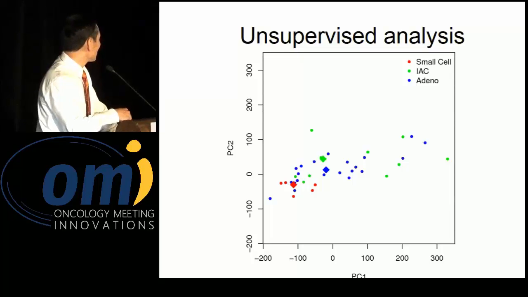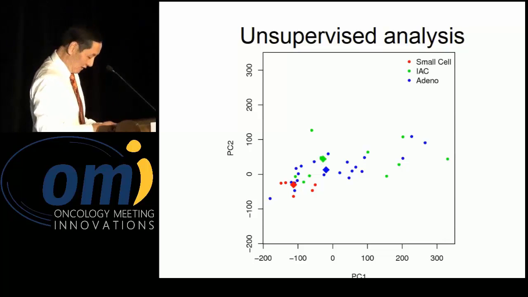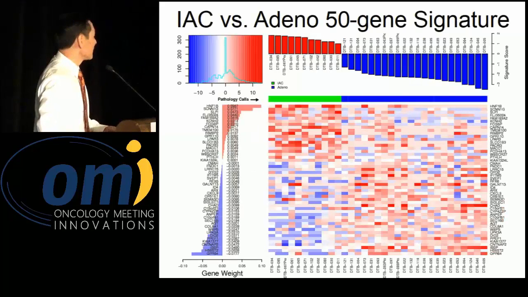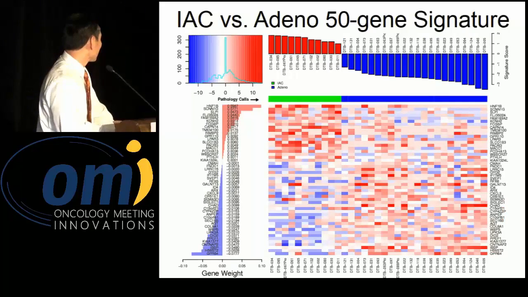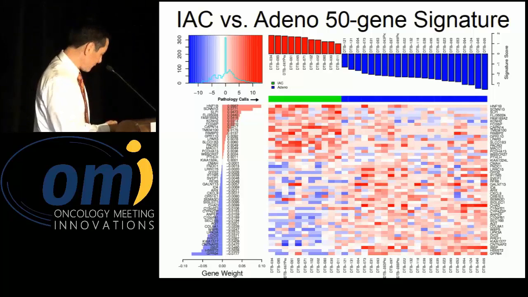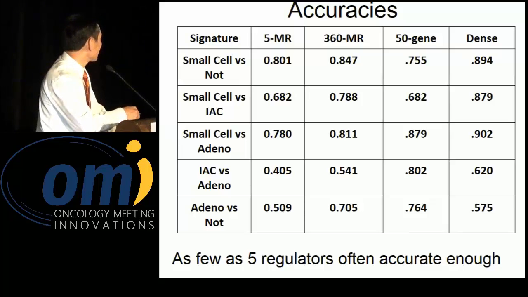The Santa Cruz people tell me that when they did the unsupervised analysis, the small cell carcinoma that I have diagnosed cluster very, very well. But adenocarcinoma and IAC seem to be together. However, these people are really, really smart. They have come up with a 50 gene signature, and they can now very confidently separate IAC from adenocarcinoma. And I was told to just focus on these numbers.